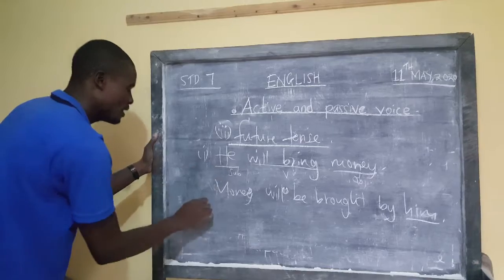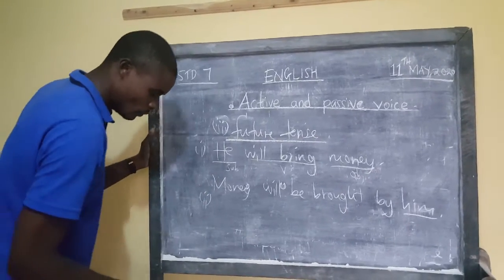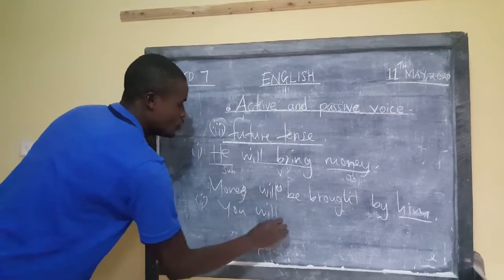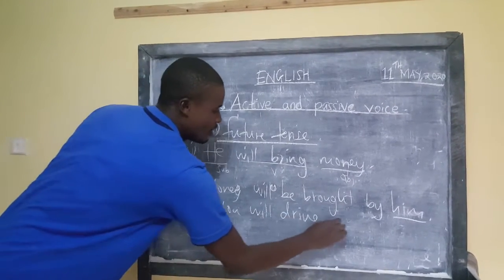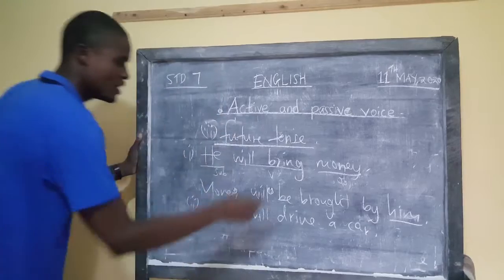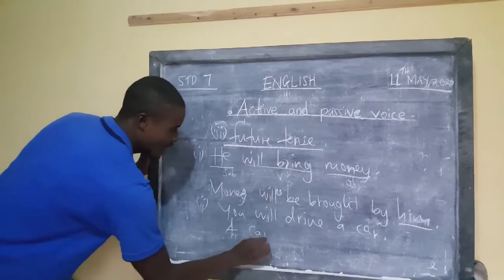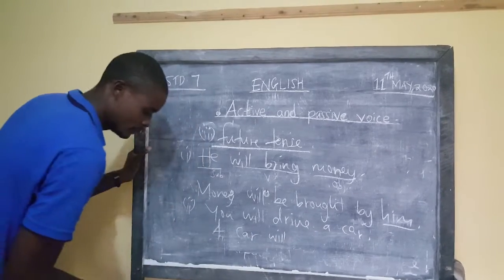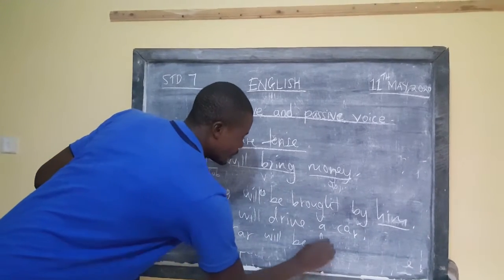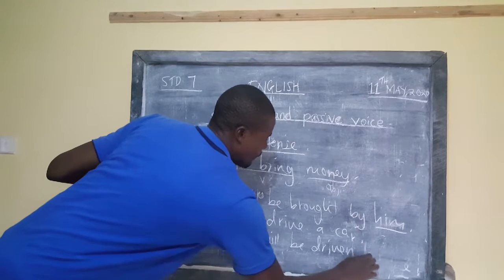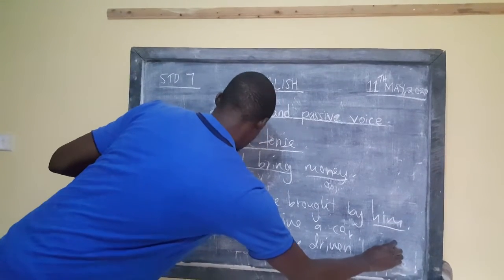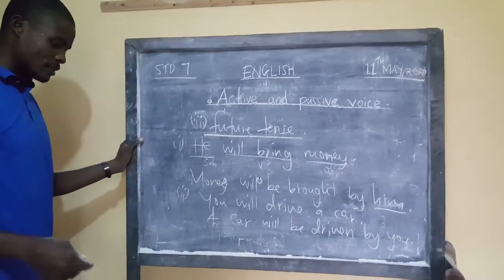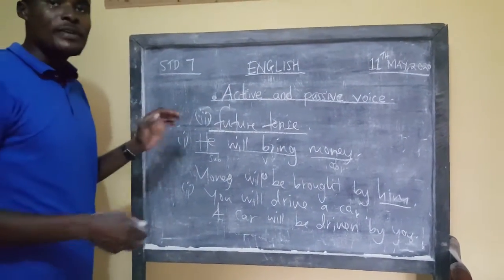This is example one. Then two, we have: you will drive a car. We begin with a car will be driven by you. You remains you even in the objective part. It is you. A car will be driven by you.